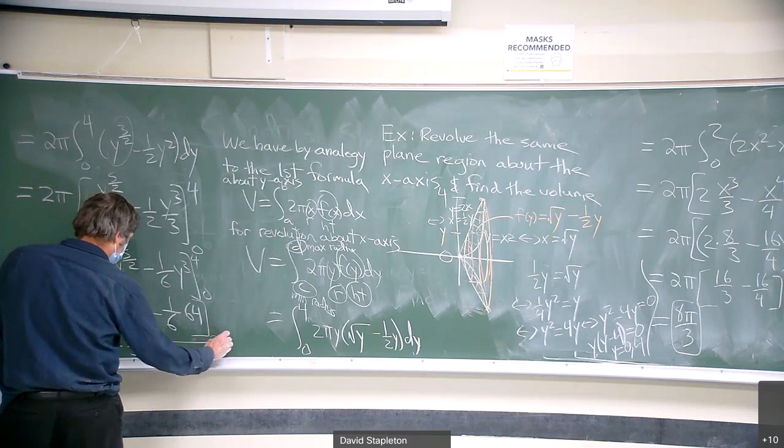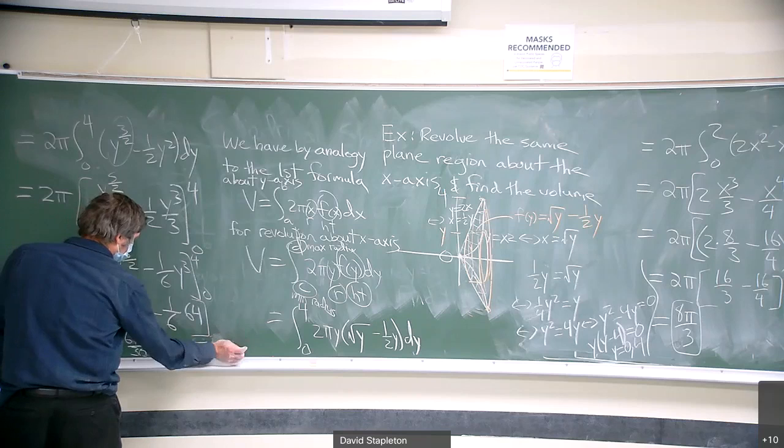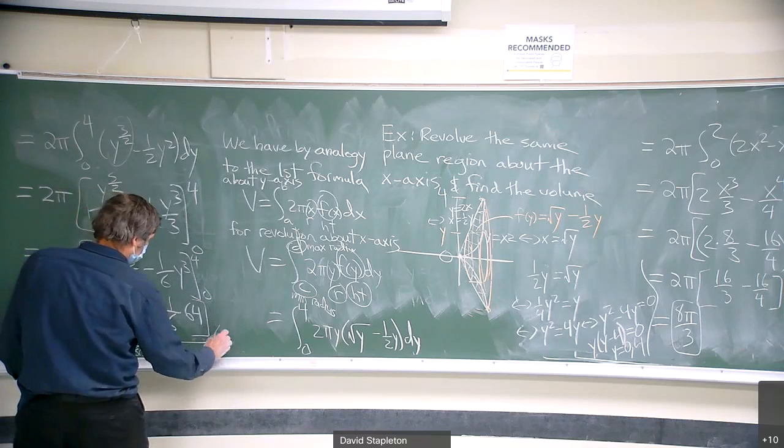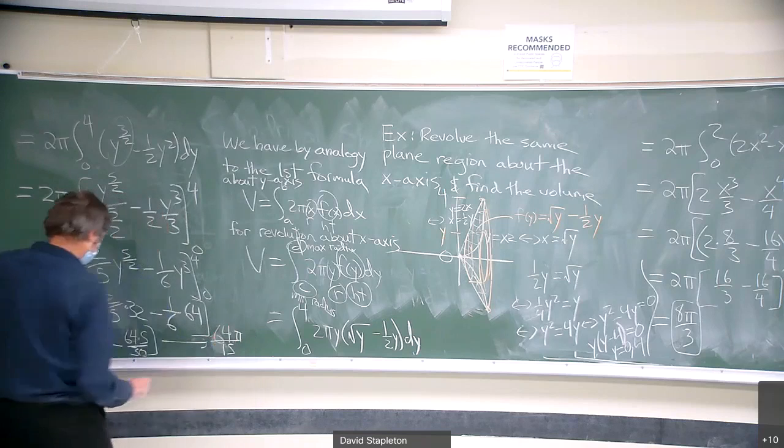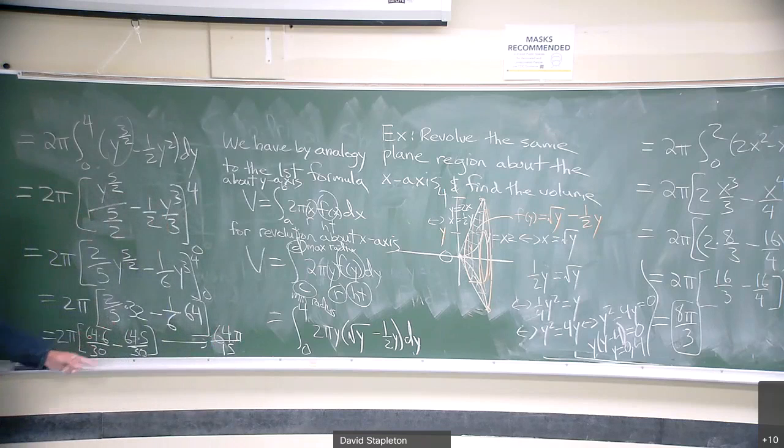2 pi times, now let's just write it out. Pi times 64/15. For a second, this is 32/15. Yeah, 64/30 is 32/15. 64/15. Oh, that's pi. There we go.